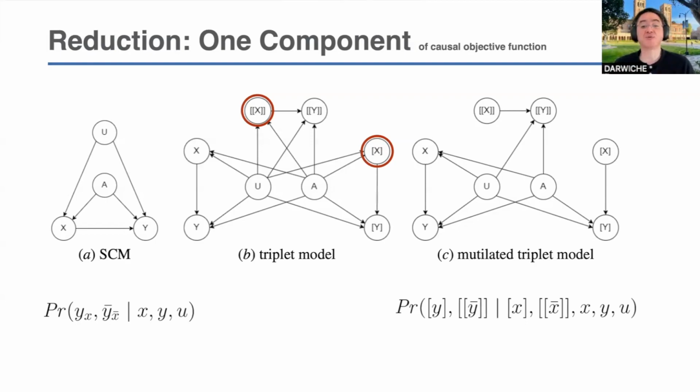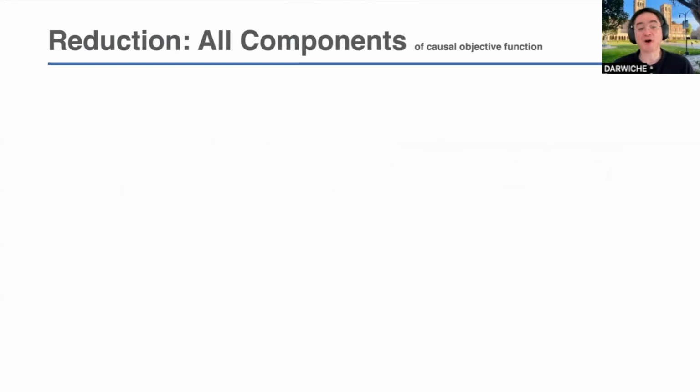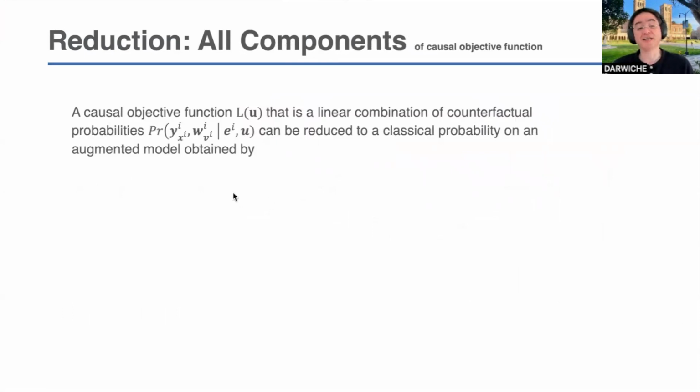So now we are in the world of associational probabilities, which is good because we can fall back on classical algorithms like variable elimination. Okay, so again, this is standard. This is known. Now, how do we do all components? Because our goal is to compute this, not that. I showed you how to do this.